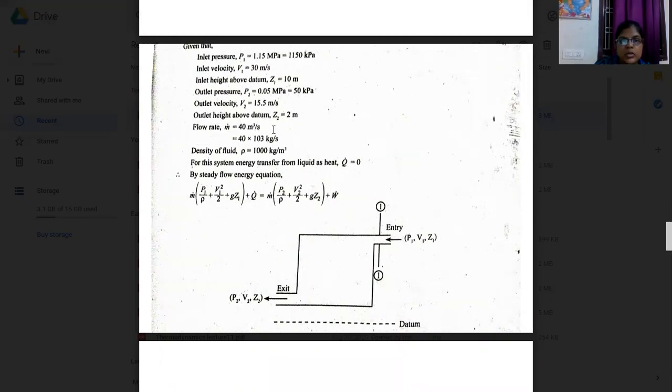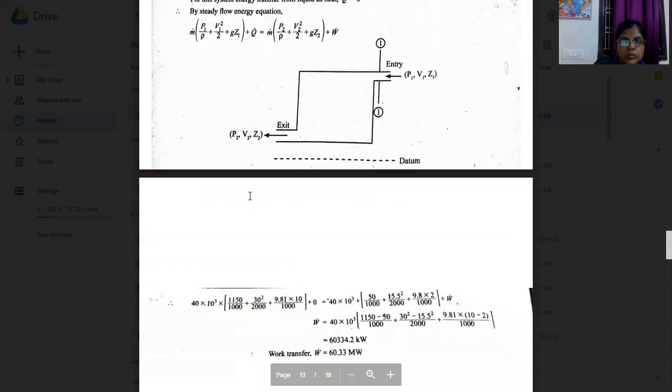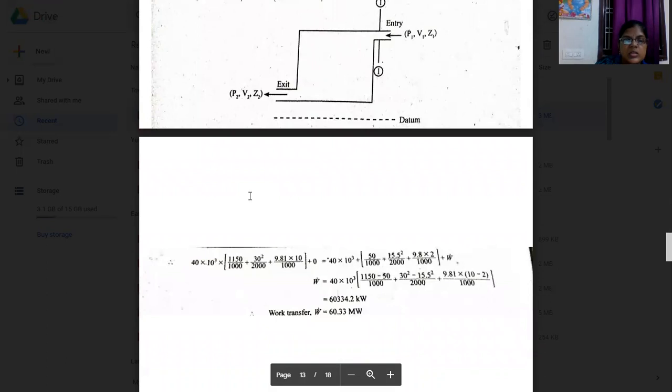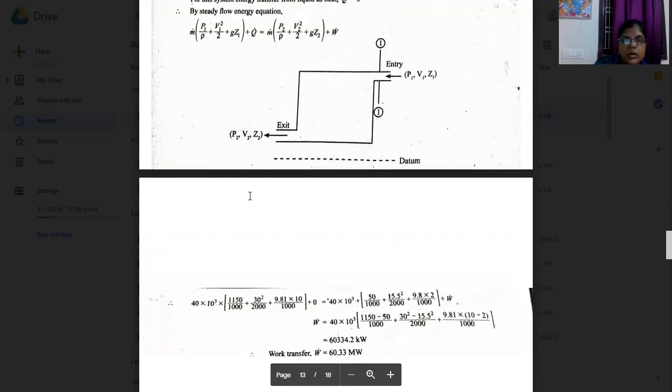Flow rate is 40 meter cube per second, so 40 into 10 cube kg per second, with density equal to 1000 kg per meter cube for this system. Energy transfer from liquid as heat, Q is equal to 0. This is the energy equation. Substitute all the values here and find out the work transfer.